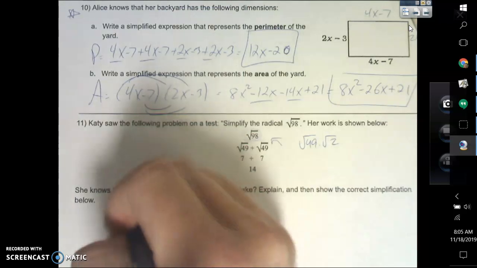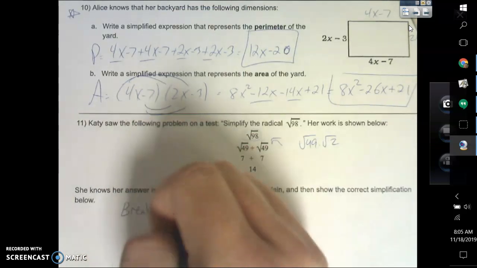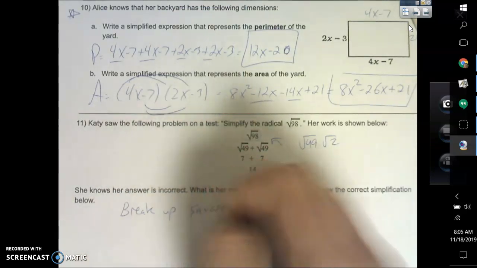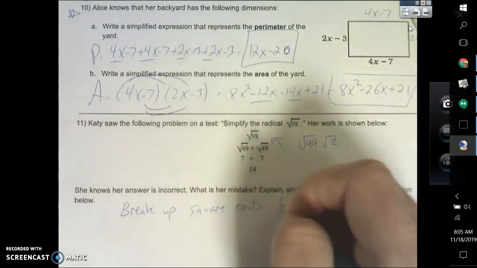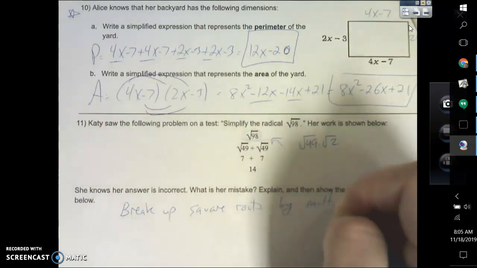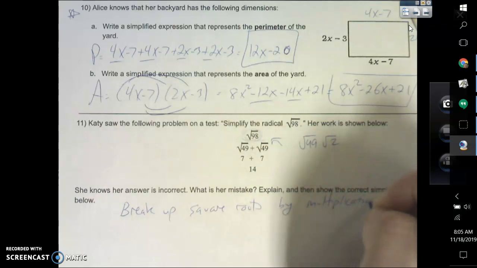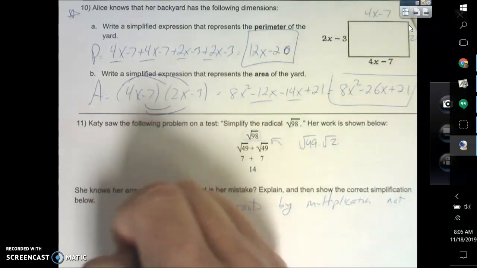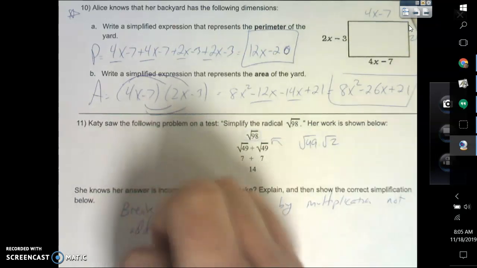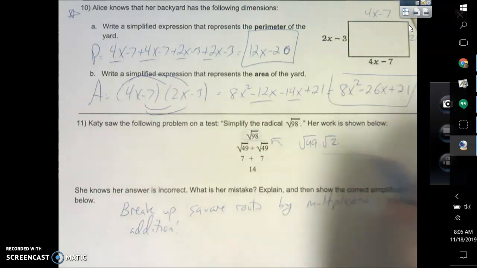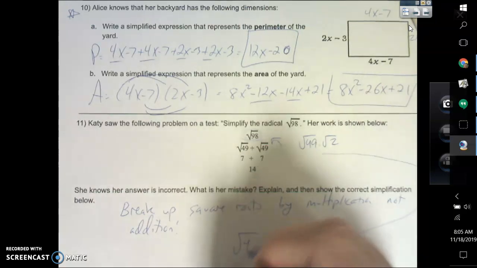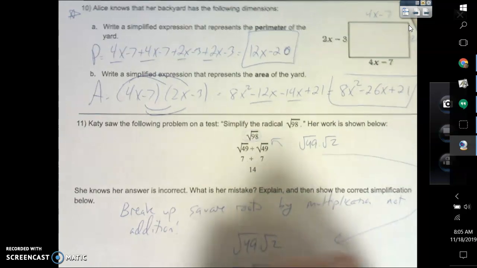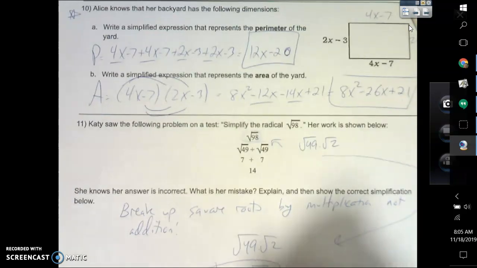You always break up square roots by multiplication. Okay, not addition. So the correct work then, if you do 49 times root 2, 7 root 2, there you go. And you can check that by throwing that in the calculator.